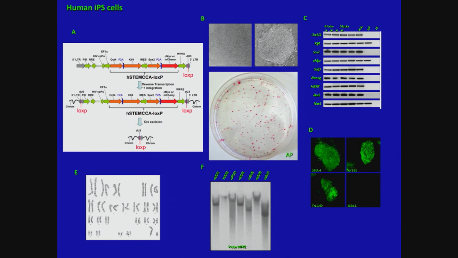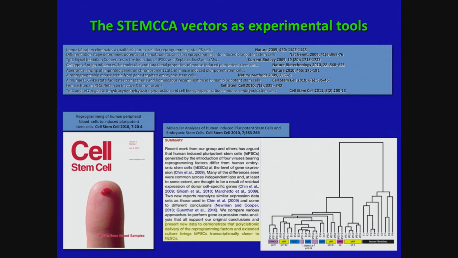They are alkaline phosphatase positive. They were, of course, very important, chromosomally normal and stable. And they also have single integration, so you can excise it. And because of our open share approach that I mentioned to you, we gave the STEMCA to everyone. And then many papers started coming out actually using the STEMCA.